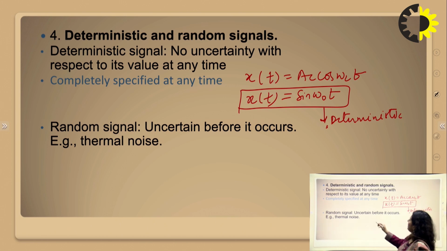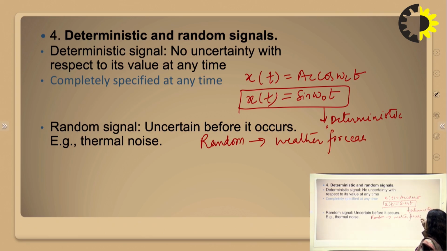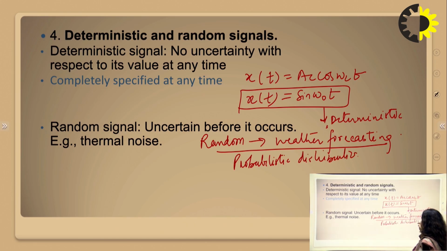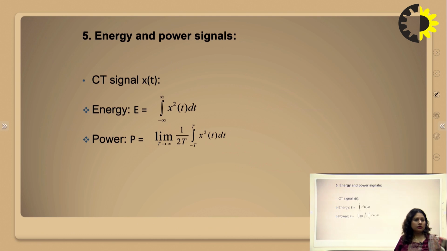On the other hand, for random signals we have, for example, weather forecasting, where we do not know whether today is going to rain or not. In the case of random signals such as weather forecasting, we generally use a probability distribution function. With the help of probability only can we define these types of functions, not with a mathematical expression.